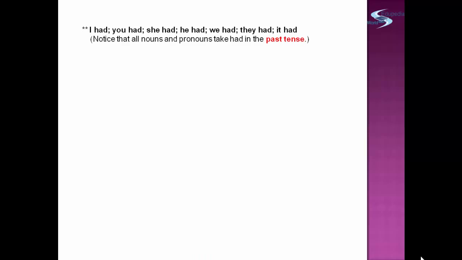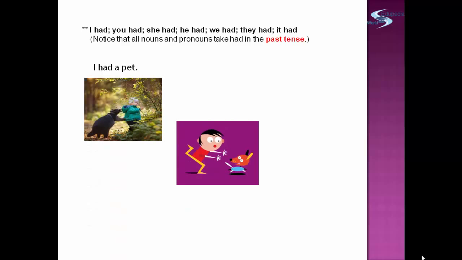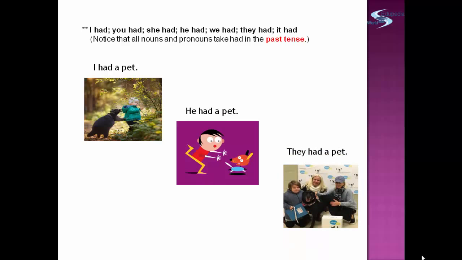I had, you had, she had, he had, we had, they had, it had. If you can notice, all nouns and pronouns take had in the past tense. I had a pet. He had a pet. They had a pet. All of these examples have the form had in all of the subjects.